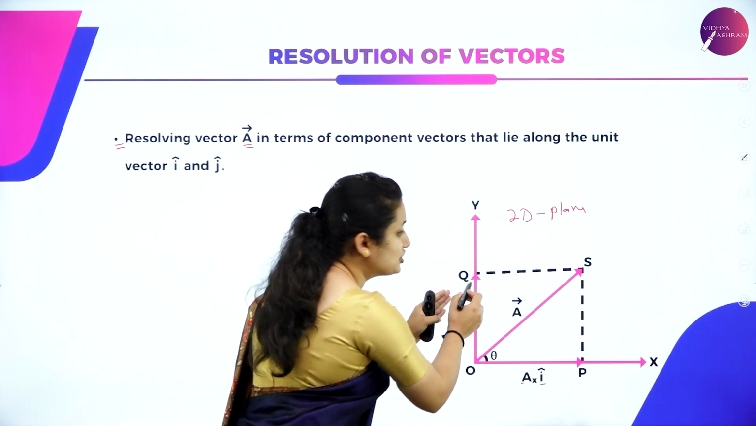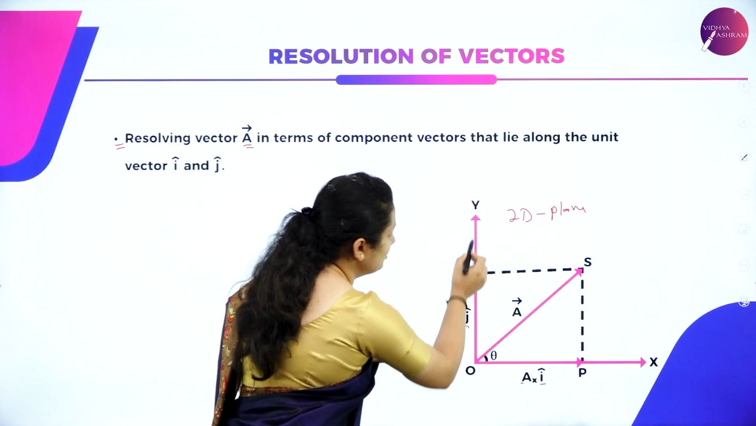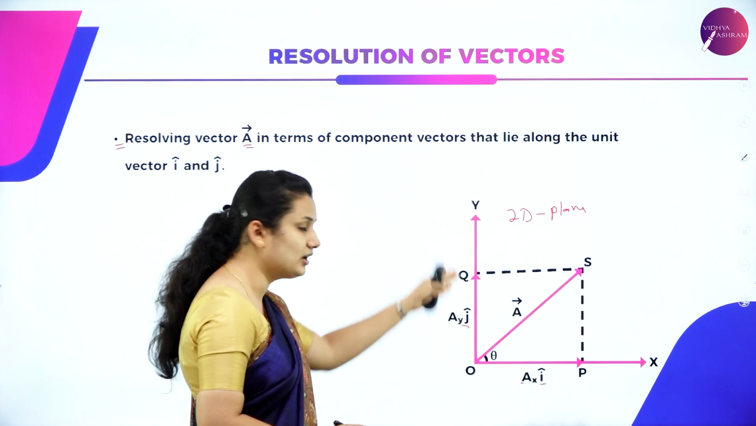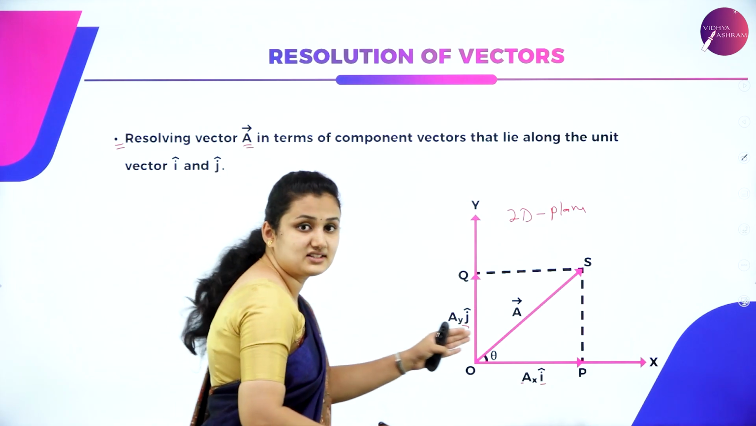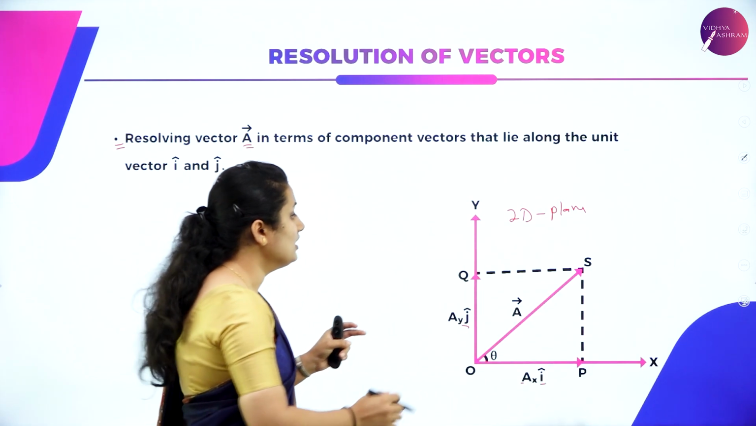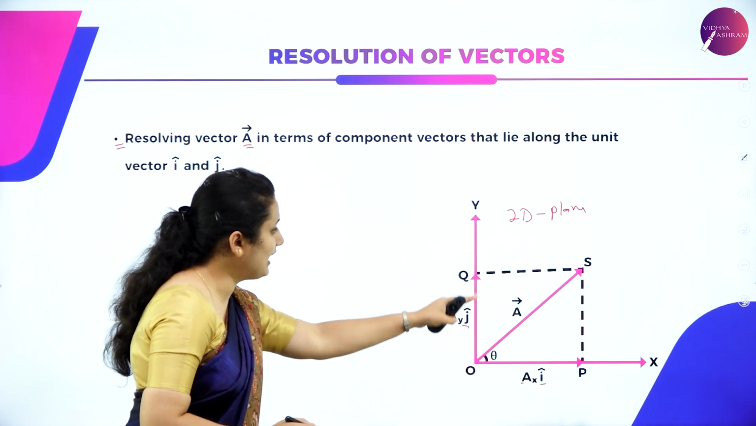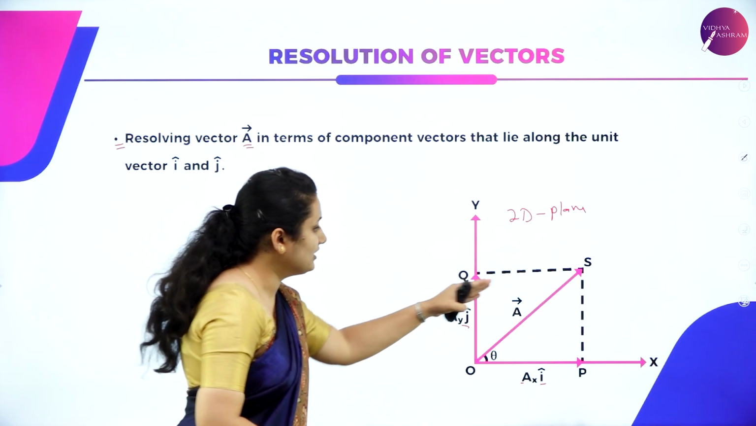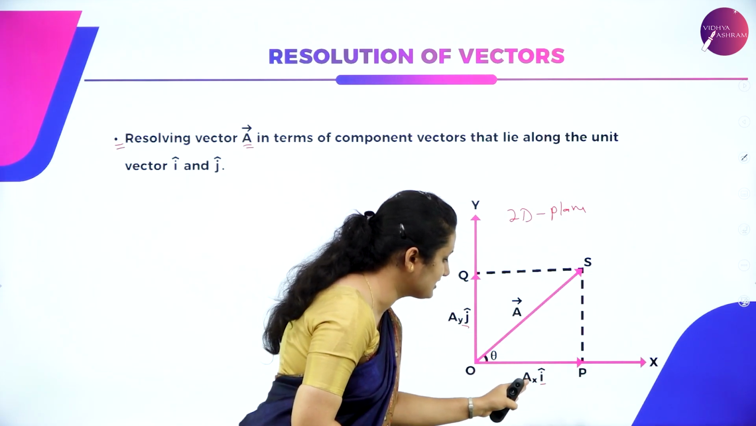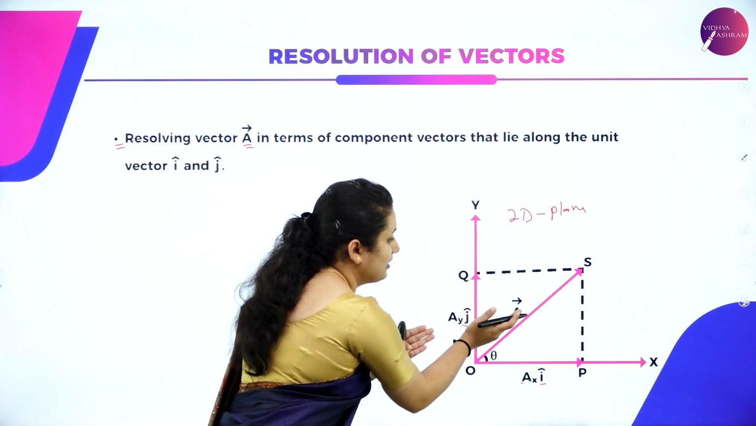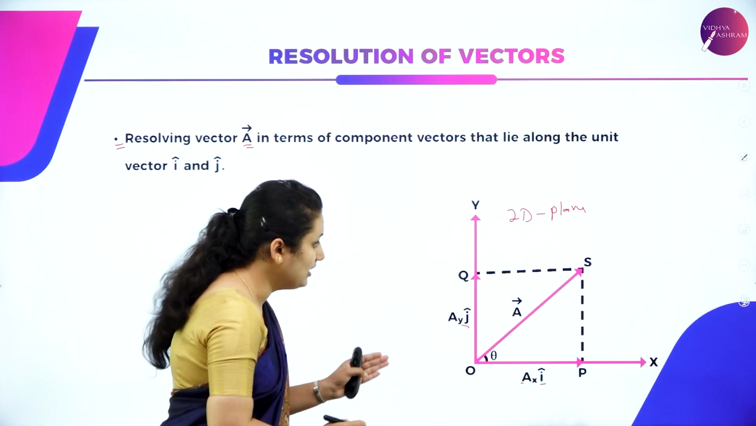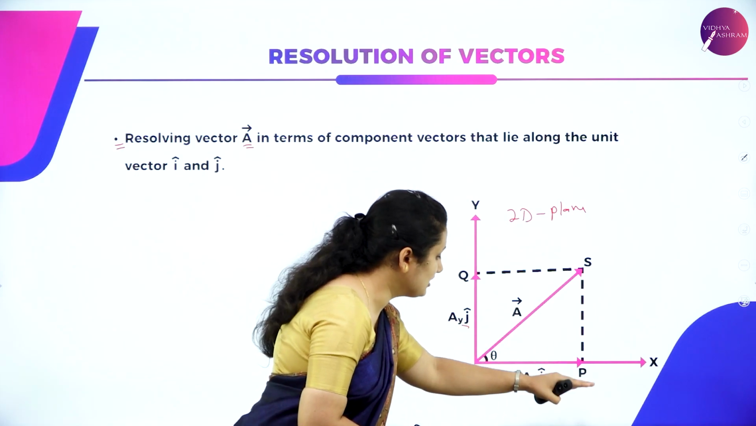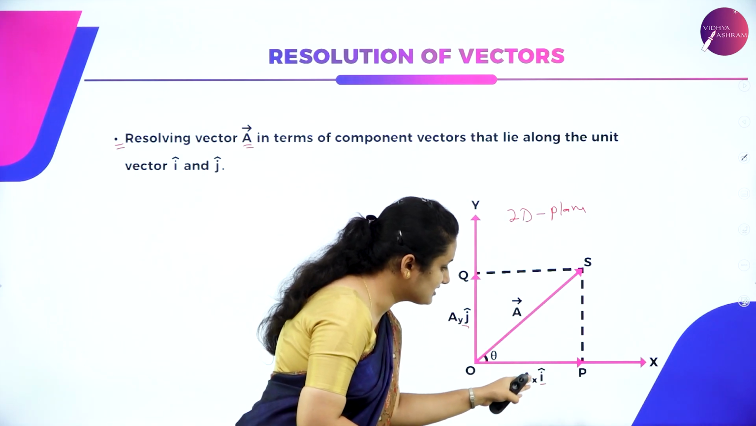I will draw perpendiculars SP along the x-axis and SQ along the y-axis. A is the vector in the xy plane. So this A will make a projection along the Y axis as Ay j cap, and a projection along the X axis as Ax i cap. The projection of vector A on the Y axis is Ay j cap, and OS is giving me vector A. The shadow of A along the X axis is Ax i cap.